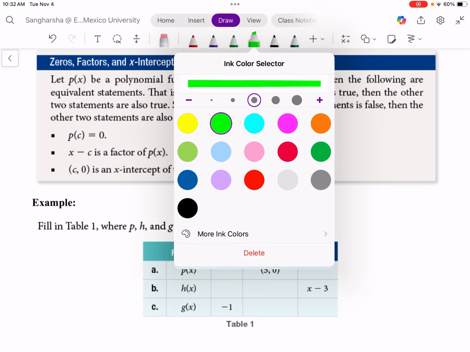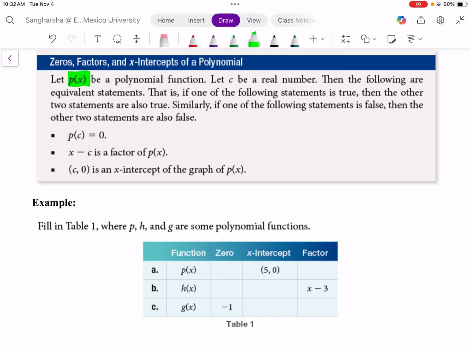Okay, so here we have p of x, which is a polynomial function, and c is a real number. If that is the case, p of c is equal to 0. So we have a polynomial p of x and c is a real number, and all these statements are exactly the same. If p of c is equal to 0, then x minus c is a factor, according to the factor theorem, and (c, 0) is an x-intercept for the graph of that polynomial function.